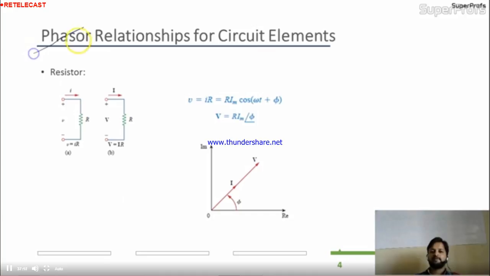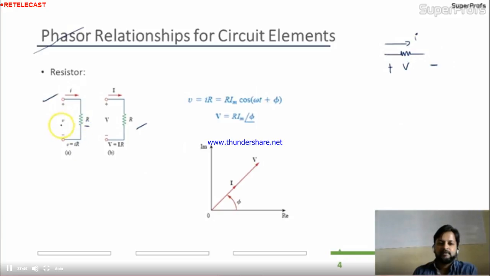Now come to the phasor relationship for the circuit elements. Circuit elements means if in a circuit you have resistors, in the resistor you have current I, and across the resistor you have voltage V. So what will be the relation between V and I in terms of phasor diagram? See friends, here the circuit is given, I is flowing in the resistor R, and across the R, V is given. So V is IR by Ohm's law, you know, right?